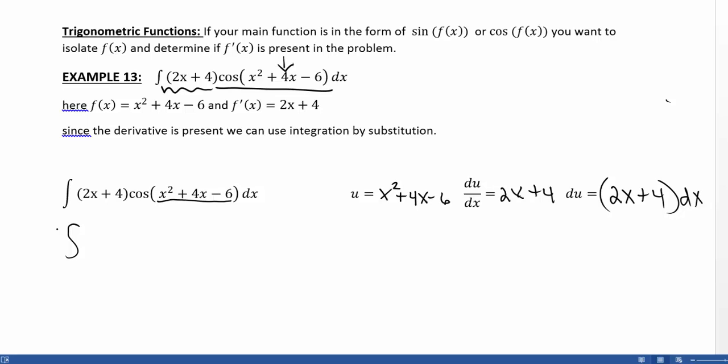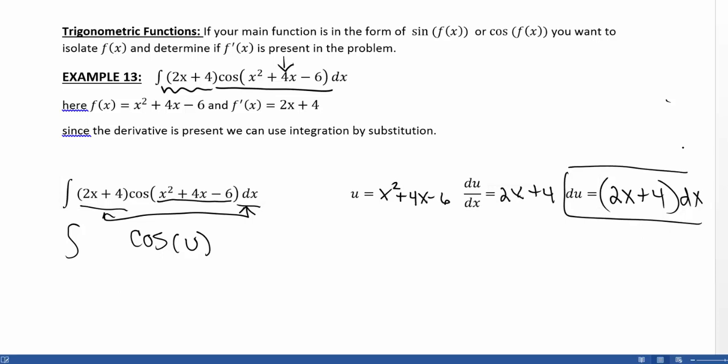So again, what I'm going to do first is substitute in my u. So we said that u was going to be the function inside of cosine. So we have cosine of u. Now we want to look at what's left on the outside. So we have a 2x plus 4 dx. So we come over to our du and we compare it to that. My du is 2x plus 4 dx. So it's an exact match. So that means instead of 2x plus 4 dx, I can substitute in a du. So now my problem has become find the antiderivative of cosine of u du.